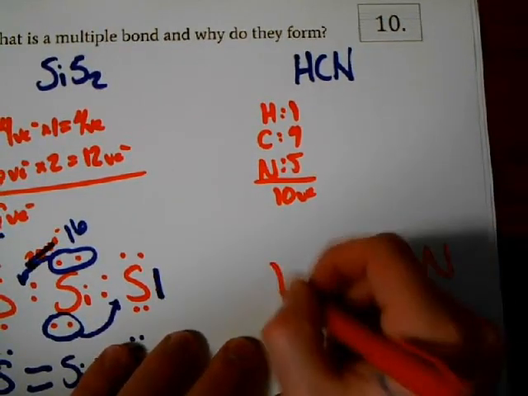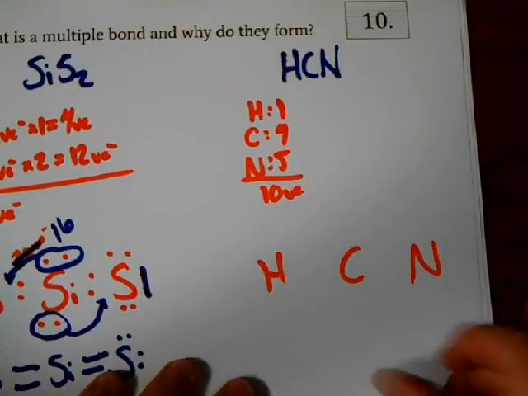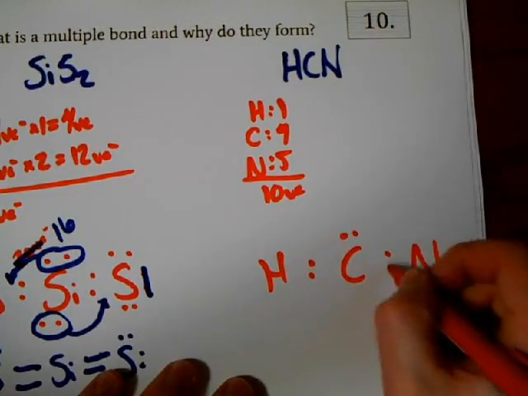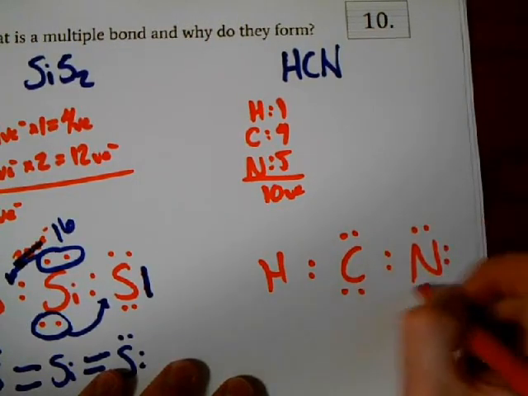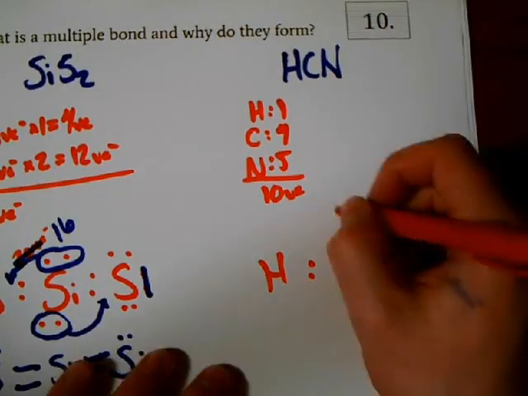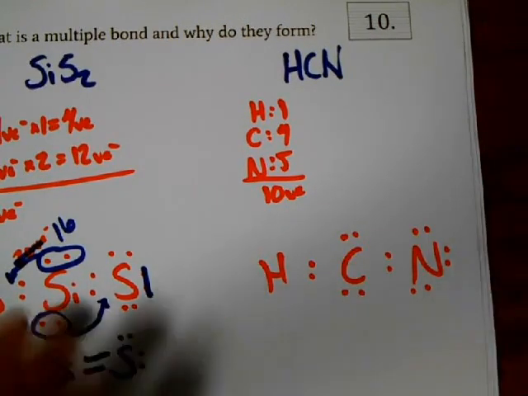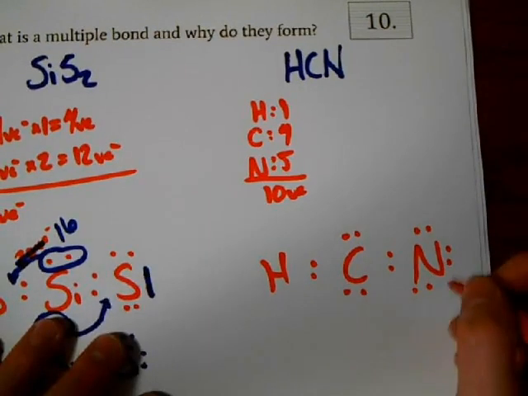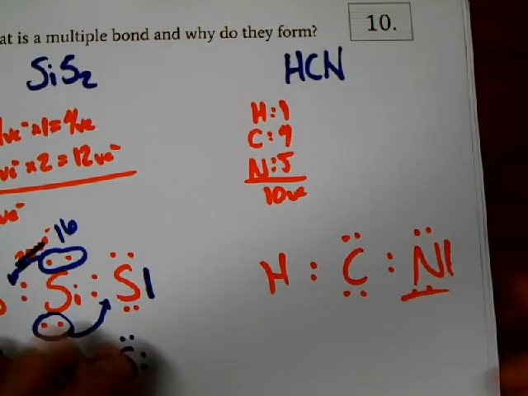Carbon's going to go in the center, hydrogen and nitrogen will go on the outside, and when I go ahead and make everyone happy here, we're going to find that I used way too many. In this case, I've used 2, 4, 6, 8, 10, 12, 14, and I can only use 10 here. So I'm going to have to erase some, and I'm just going to go ahead and erase from the outside.